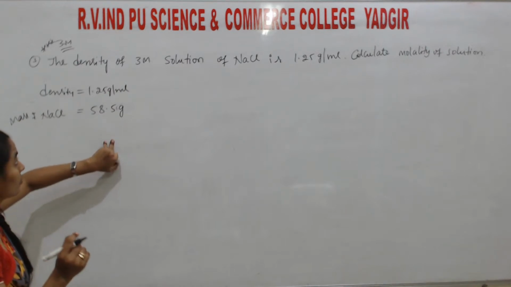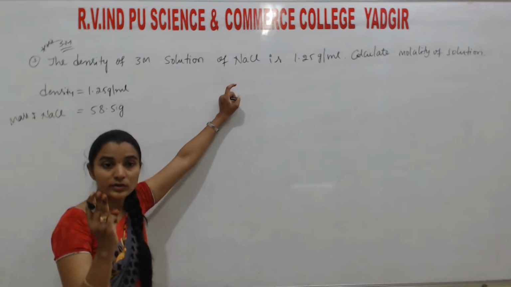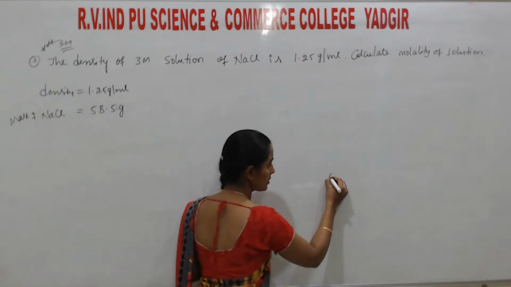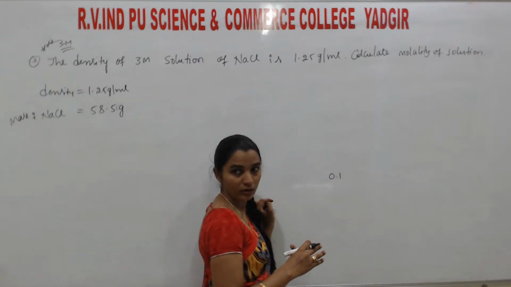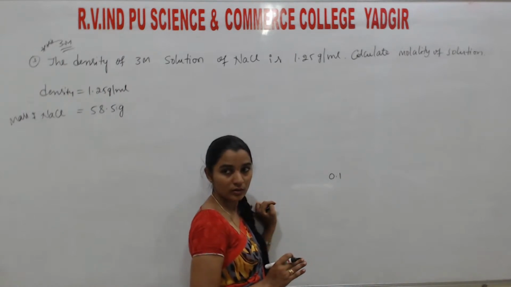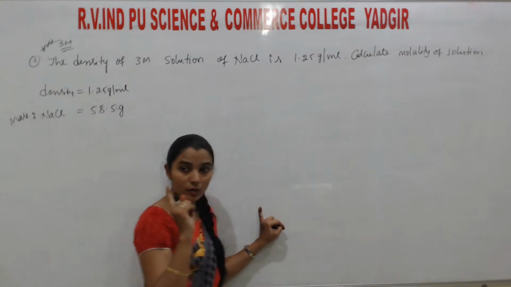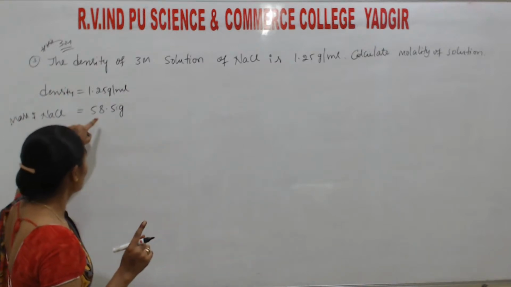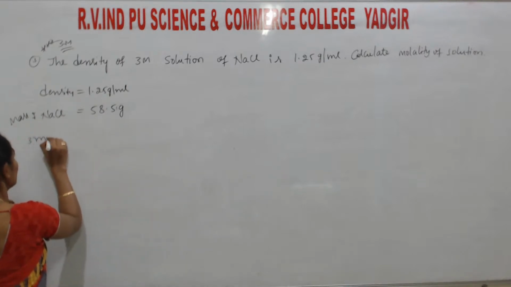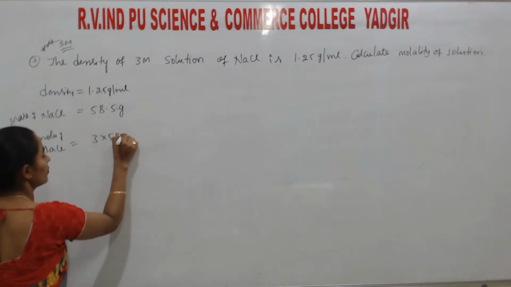Okay? Remember students, 3 molar solution of NaCl means 3 moles of NaCl is dissolved in how much? So listen, initially see 0.1 mole is dissolved in 1 liter means we will get 0.1 molar solution. So here they given 3 molar means 3 moles of solute dissolved in 1 liter. 1 mole is equal to 58.5. So 3 mole is equal to how much? 3 moles of NaCl is equal to 3 into 58.5.